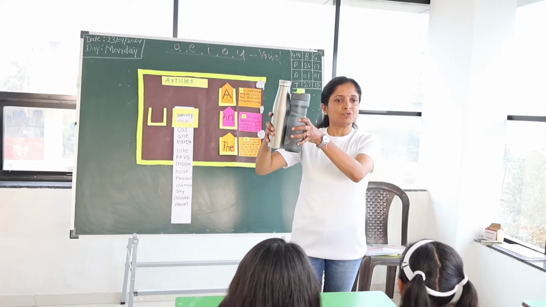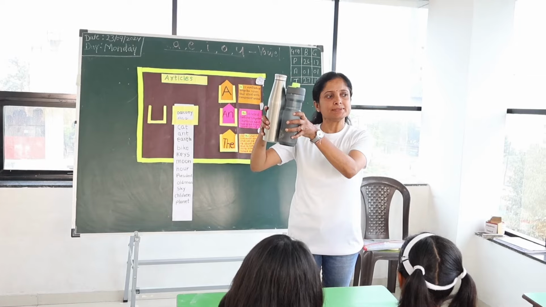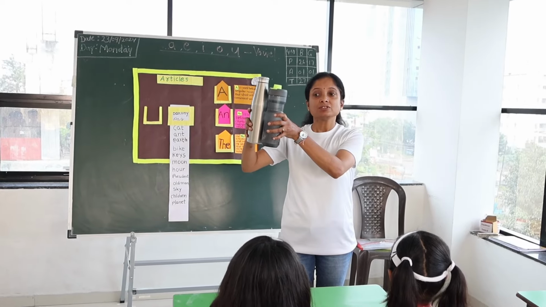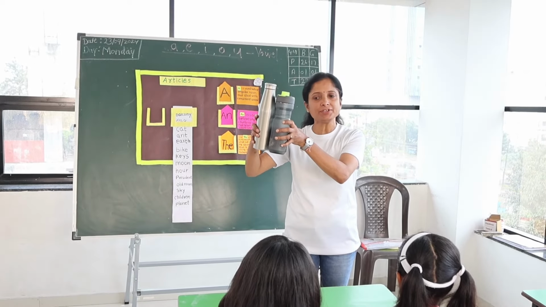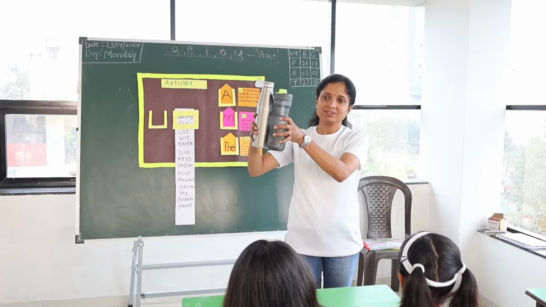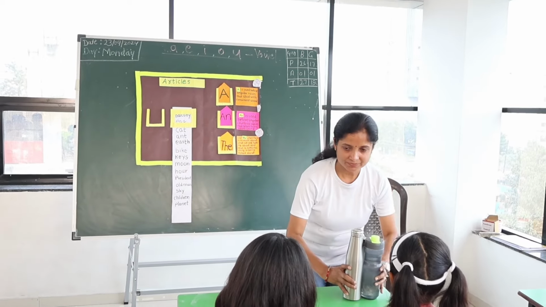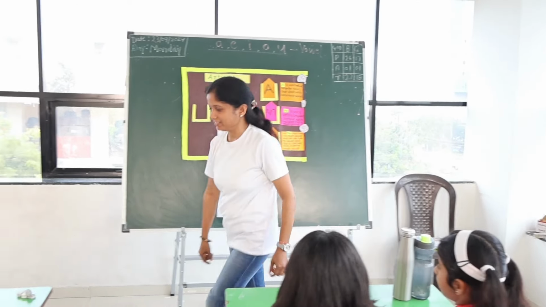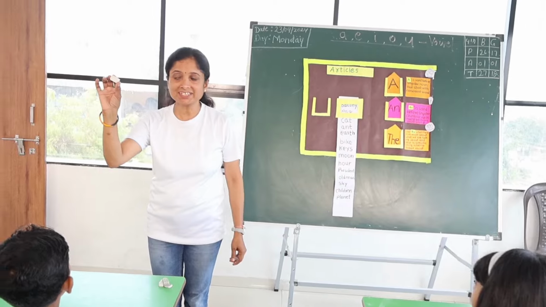Now, what are these? Bottles. Four bottles. Which article can we use? Yellow. Very good. One more thing. What is this?